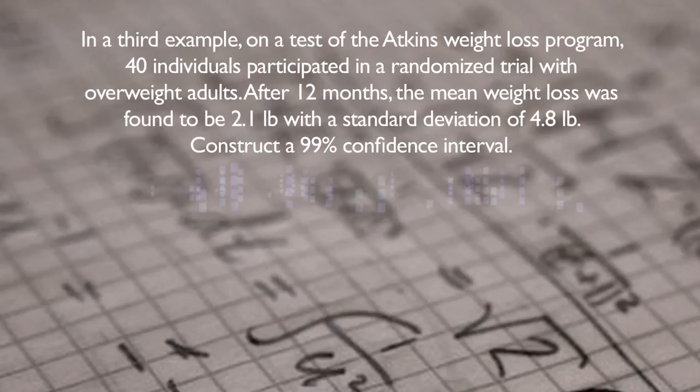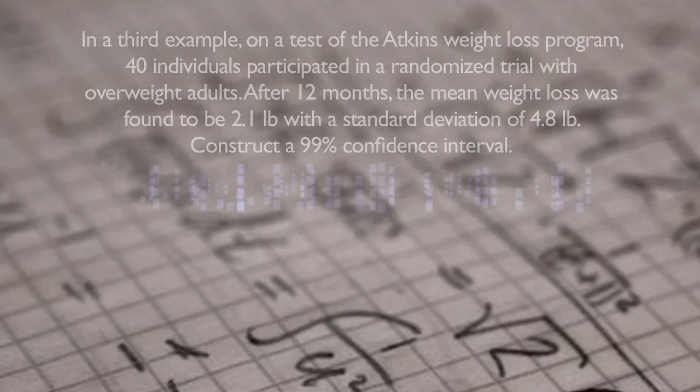In a third example, this time with a confidence interval of a mean with sigma not known, on a test of the Atkins weight loss program, 40 individuals participated in a randomized trial with overweight adults. After 12 months, the mean weight loss was found to be 2.1 pounds with a standard deviation of 4.8 pounds. Construct a 99% confidence interval.